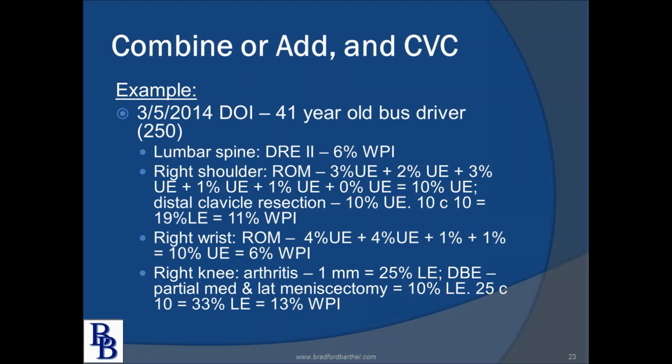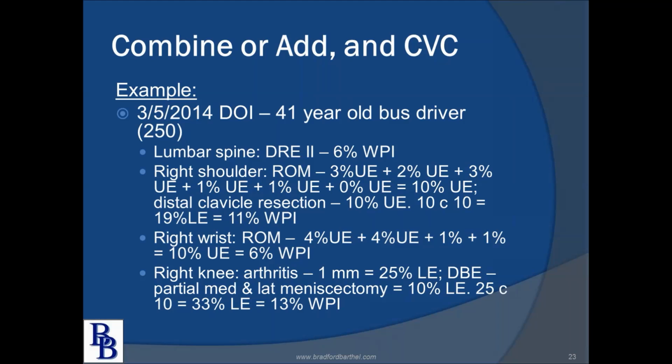10 combined with 10 is 19, and then we convert to whole person. Right wrist, range of motion, we have these 4 motions, the 10% upper extremity, we add those all up first, and then we convert to whole person.